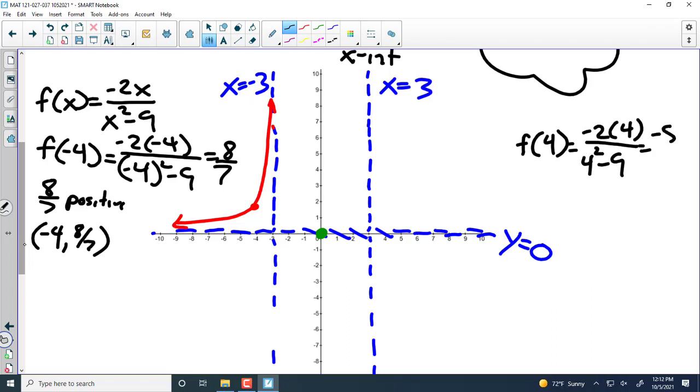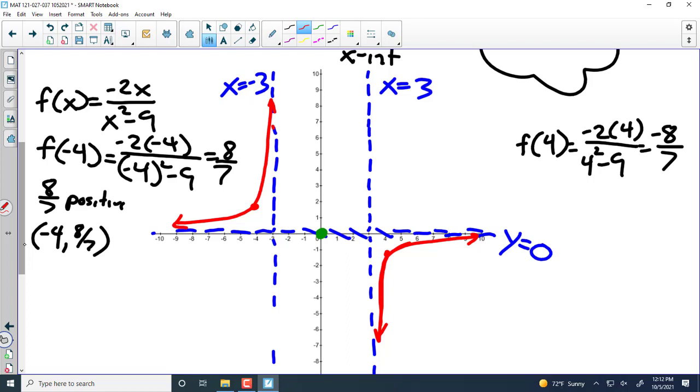And this one is going to give you -8/7. So we are going to be below on this side. No matter how many fancy tricks you learn, and this works for any function you ever graph, always remember, you can always find an ordered pair by plugging numbers into the function.